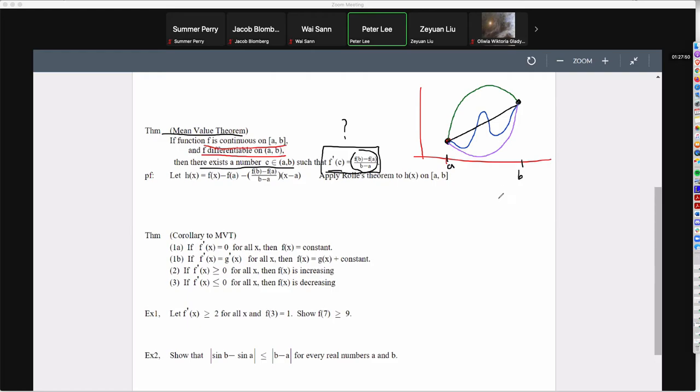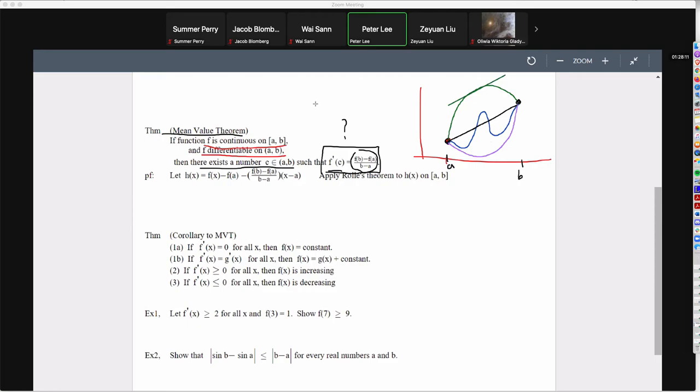So what does that mean? That means there's a point somewhere. Let's say if you look at the green curve, there is a point somewhere where the derivative is actually the same as the slope of the black line. That means the tangent line must be parallel. That's what it means.